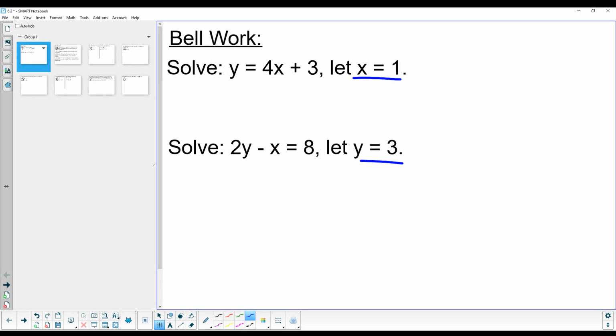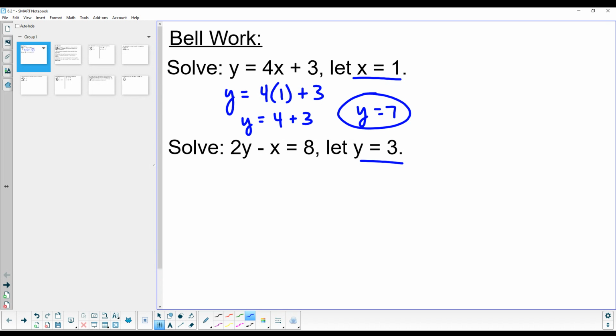Whenever you are solving here, if I tell you to solve this equation and let x equal 1, that means that in my equation, I'm going to replace x with 1 and solve it and see what I get for y. So y is equal to 4 times 1, which is 4, plus 3. So you should have got that y is equal to 7. All you did there was substitute in 1 for x and then solve the rest and see what you got. Same thing for the second one.